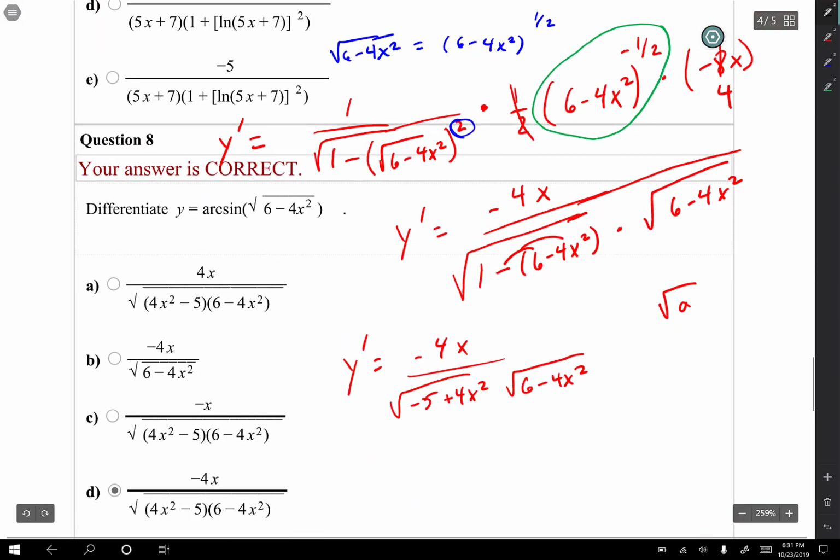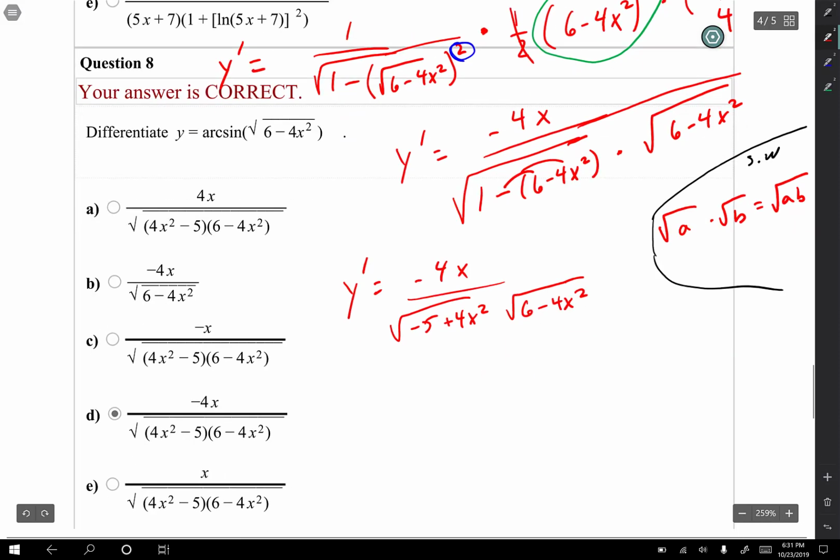Sorry, guys. Technical issues. If I have the square root of a, this is a side note here, times the square root of b, that's the same thing as the square root of ab. So y prime equals negative 4x. Knowing that property there, I have square root times square root.